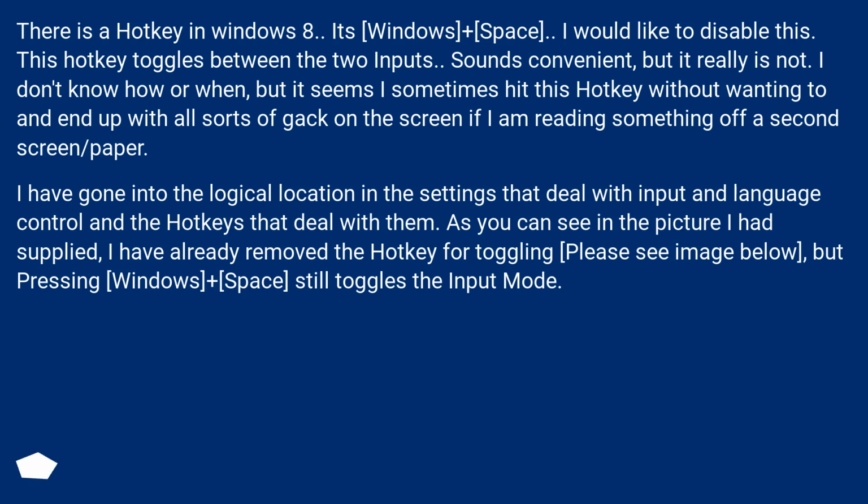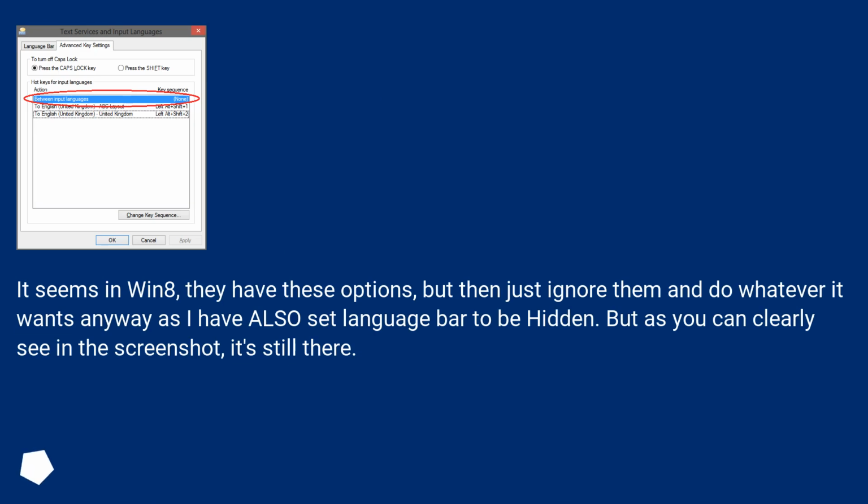I have gone into the logical location in the settings that deal with input and language control and the hotkeys that deal with them. As you can see in the picture I had supplied, I have already removed the hotkey for toggling, please see image below, but pressing Windows plus space still toggles the input mode. It seems in Win 8, they have these options, but then just ignore them and do whatever they want anyway, as I have also set the language bar to be hidden. But as you can clearly see in the screenshot, it's still there.